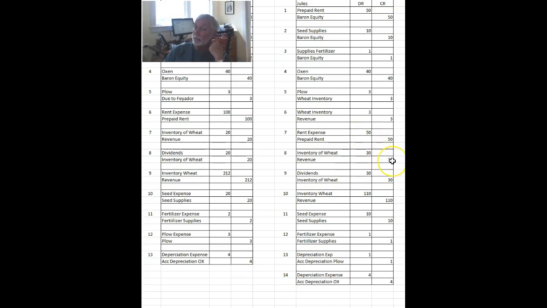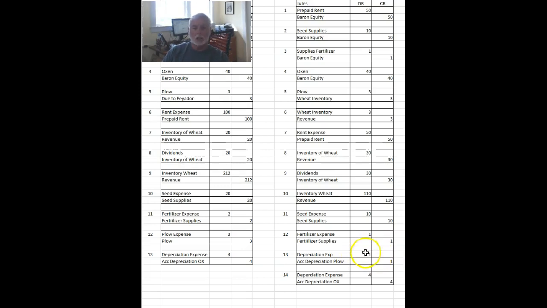He pays the Baron a dividend of 30 bushels of wheat. That's revenue. He took wheat that he'd grown and he gave it to the Baron. So he increases inventory and records revenue, and then he pays the dividend out and reduces inventory. He has another 110 bushels of wheat that he has at the end. That's also revenue. And then he has used up the seeds, so his seed supplies go away. His fertilizer goes away, and then he records depreciation on the plow.